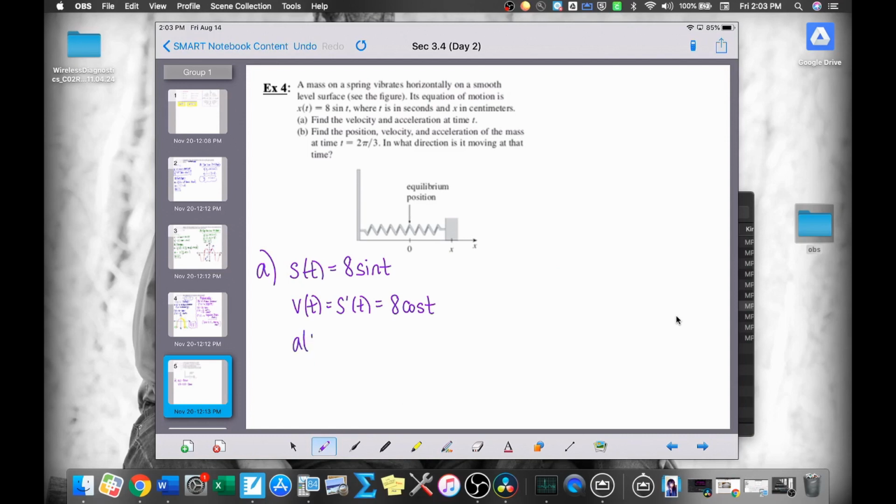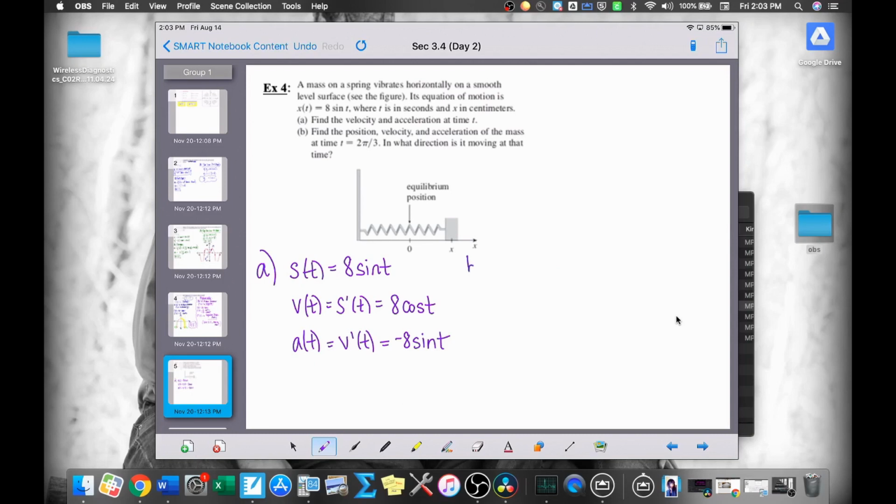And then we know that acceleration is the velocity's derivative. So now I just have to find the derivative of 8 cosine t. Again, 8 comes along for the ride, and the derivative of cosine is negative sine. So I'm going to put the negative in front of the 8 and then sine t.